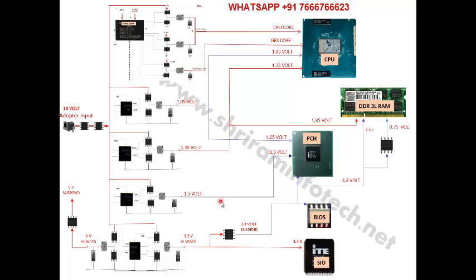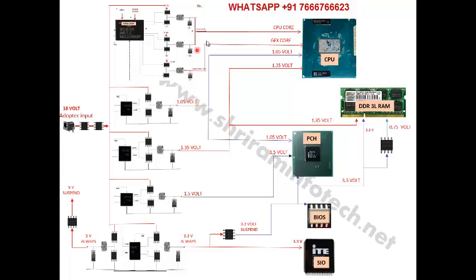The 1.5 volt is called the system voltage, or run voltage. I will tell you about their names. Then 1.35 is given to the RAM. If it is DDR3 RAM, then 1.5. And if it is DDR3L, then 1.35 volts. Then 1.05 is called the system voltage.